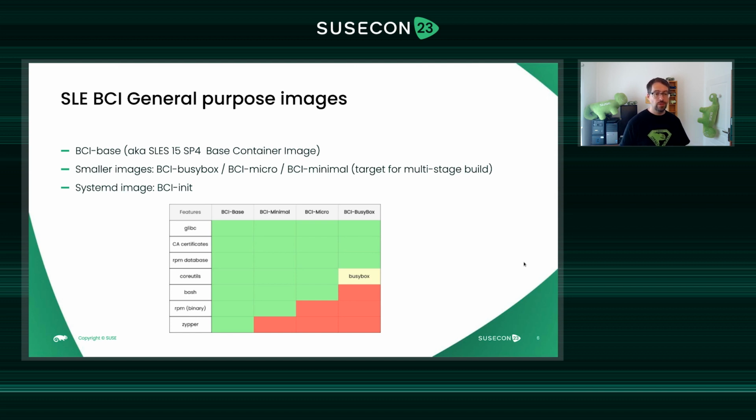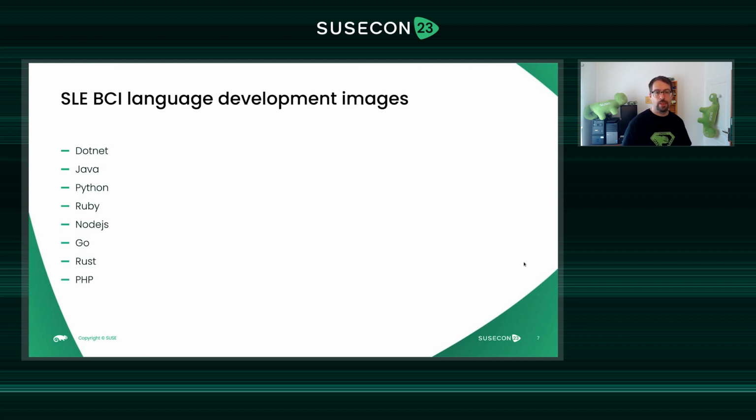Usually, this is used when you want to run statically linked binaries. And we even have something smaller than BCI Micro, BCI BusyBox, where coreutils is replaced by BusyBox itself. It's a very small container for specific use cases. We talked about the general purpose containers.